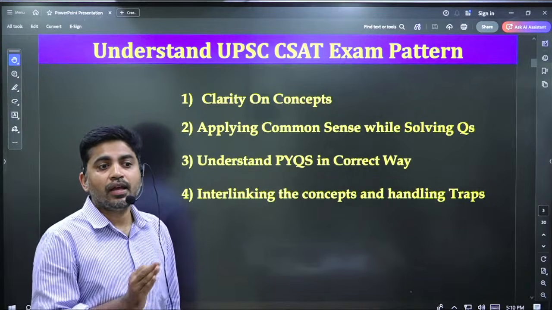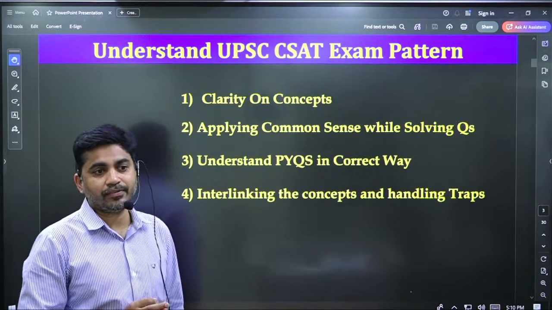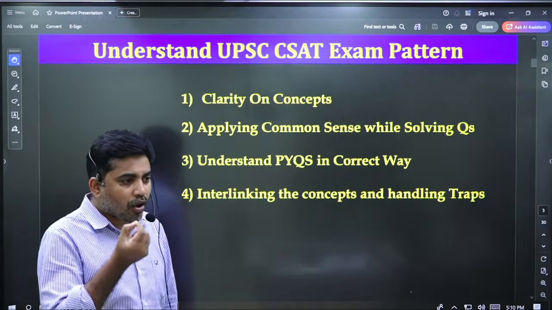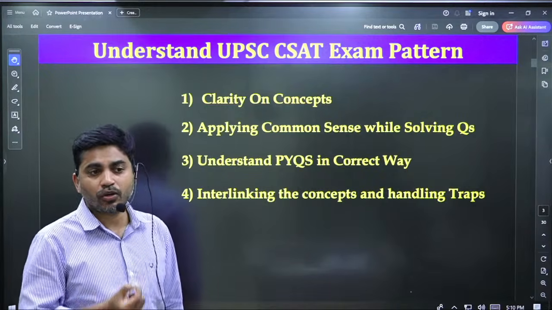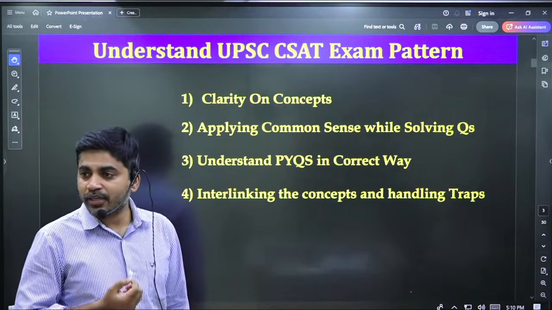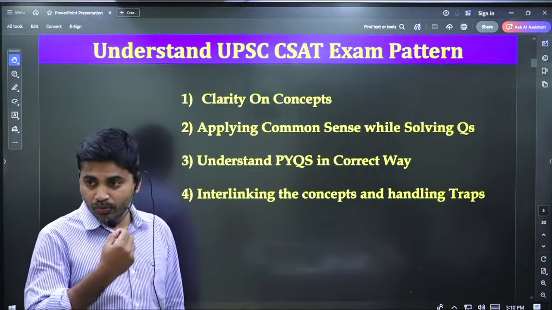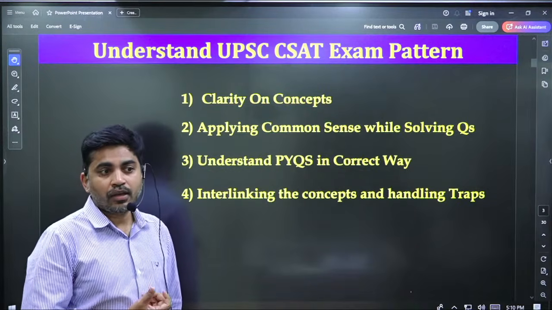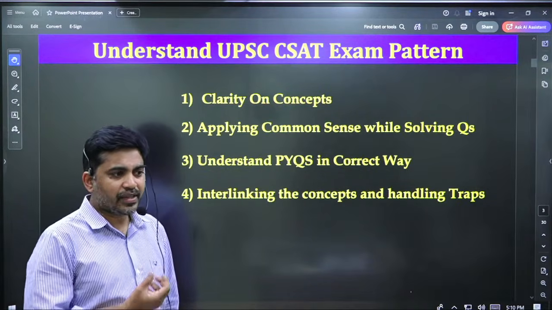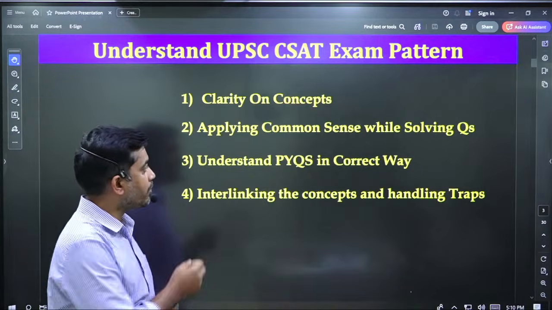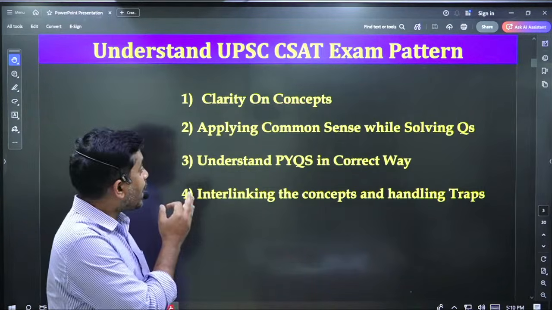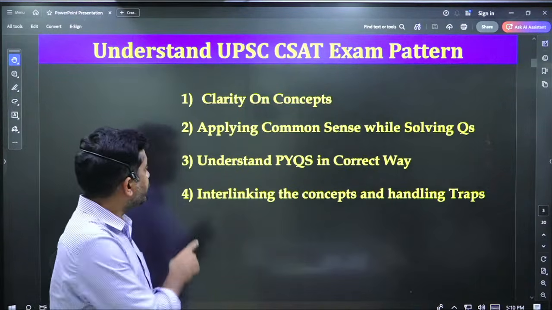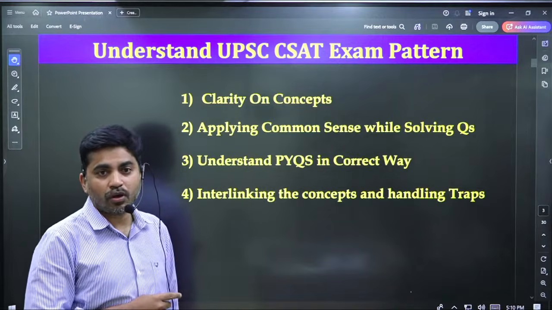First point is clarity on concepts. You have to understand each and every small concept, and fundamentals must be good. Whole numbers, natural numbers, integers, you have to know all the differences. What is the meaning of profit, loss, how to calculate discounts, basic averages, ratios, everything we should complete. That is the clarity on concepts. This is highly required.